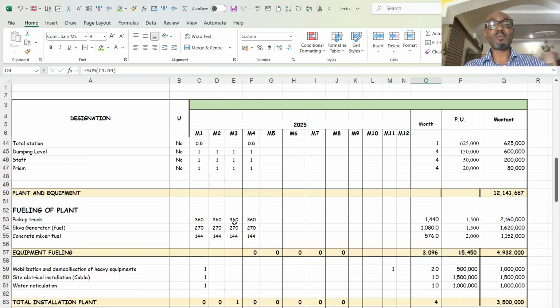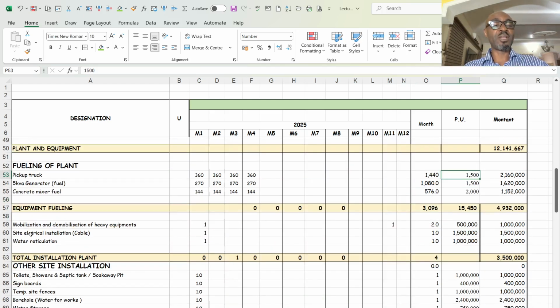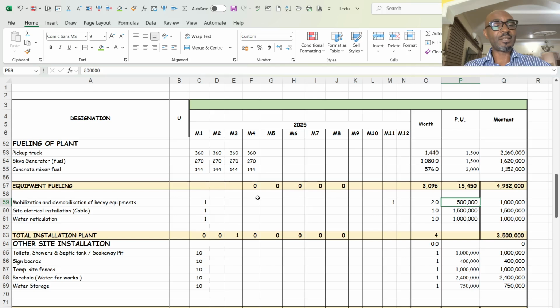Fueling, the pickup that I'm going to rent is going to consume 360 liters every month, and the cost for 1 liter of diesel is 1,500, and you have 2.6 million. Mobilization to bring in equipment and take back after outside site is going to be 1,500,000 to bring in, 500 to take back.